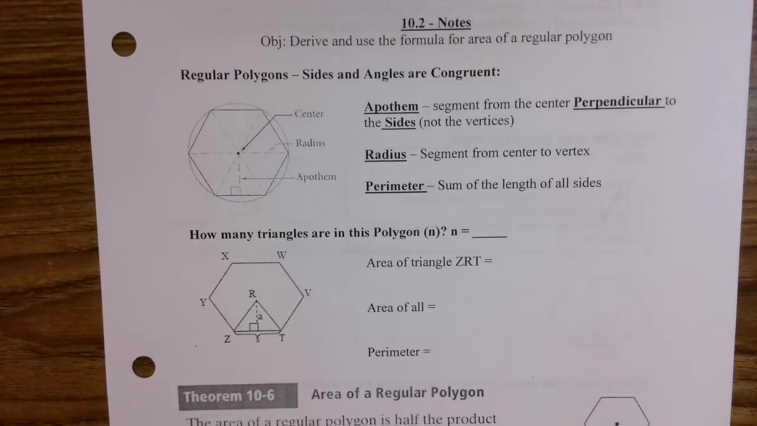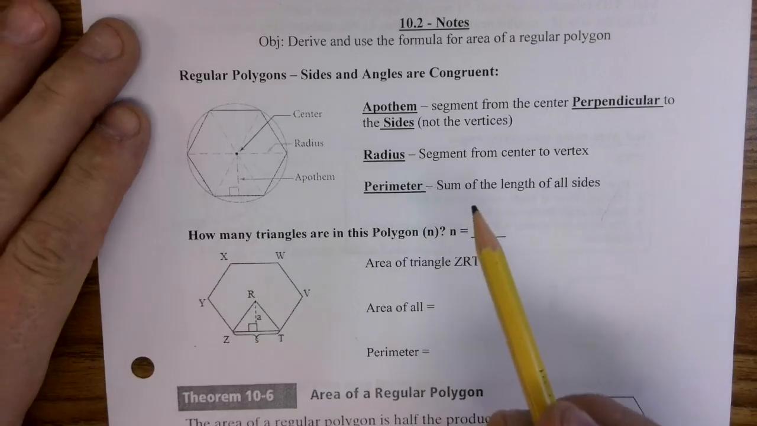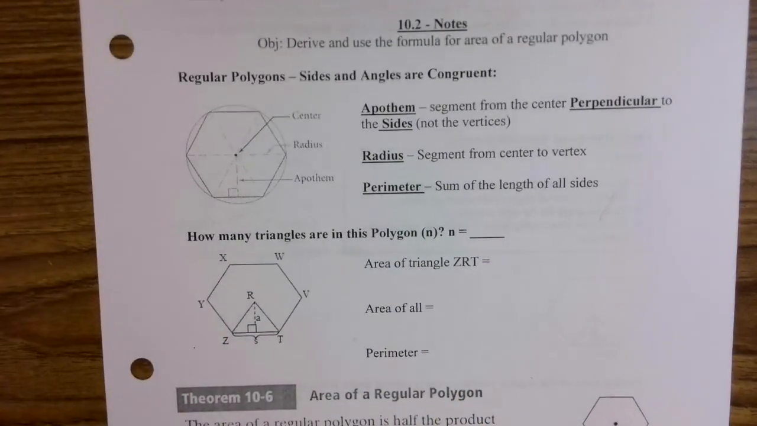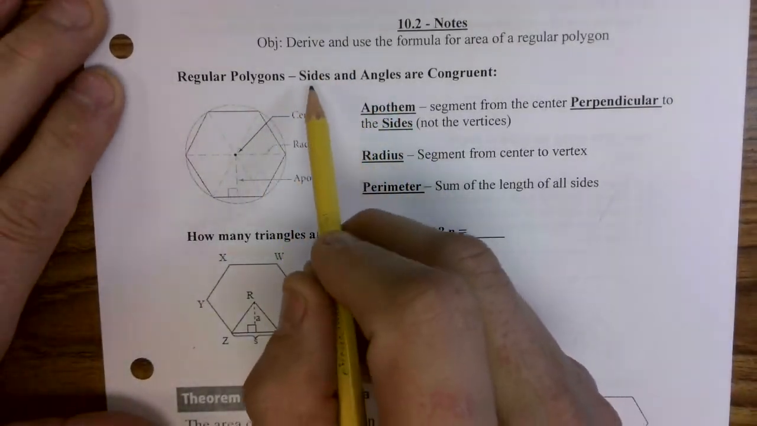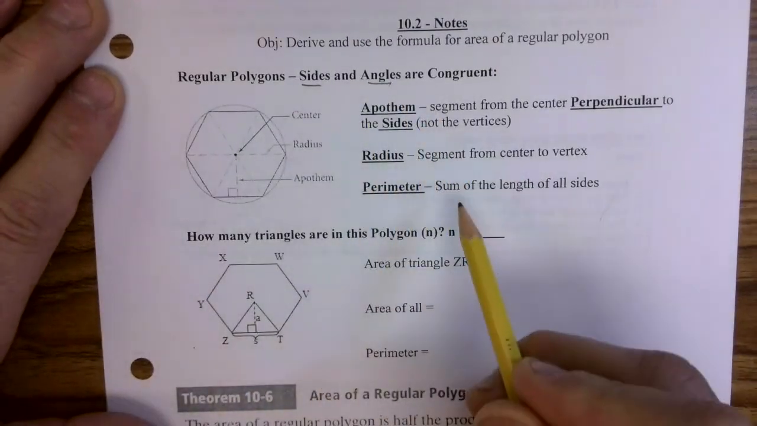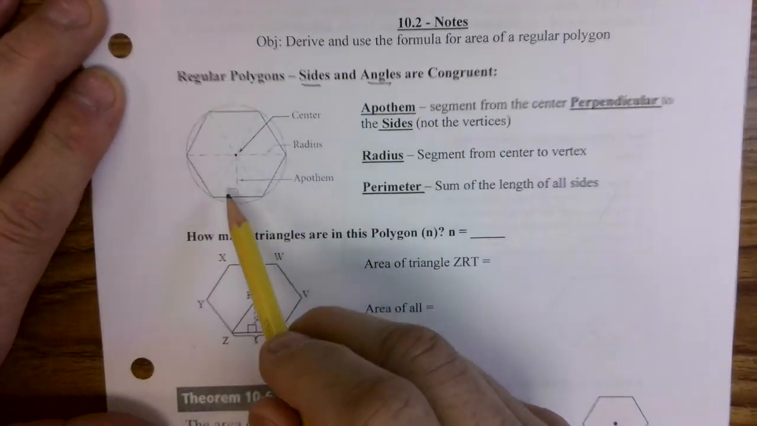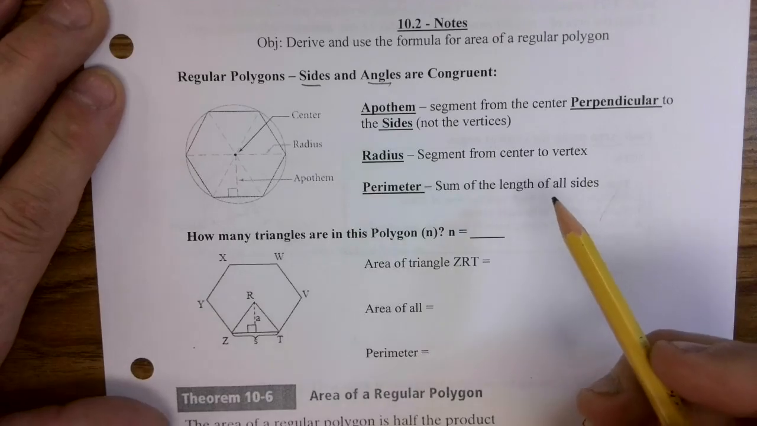Hi, this is Mr. Erdman, and I'm going to talk about 10.2 in geometry, which is the area of a regular polygon. So first we have to understand what the definition of a regular polygon is. A regular polygon has congruent sides and angles. So all the sides are congruent, all the angles on the inside are congruent.